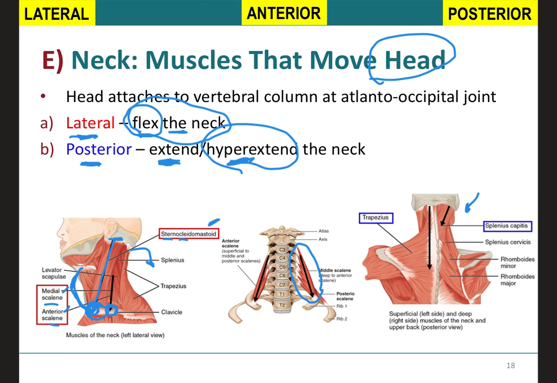And posteriorly, we have 2 main groups. We have this huge one over here that's called the trapezius, or the traps, like you guys like to call it. So it will originate down here on the vertebral column part of it, and it will insert on the occipital bone. Therefore, when it contracts, it pulls your head further back. And then the splenius capitis are these muscles that are located deep to the trapezius, and when it contracts, it will also pull your head back.